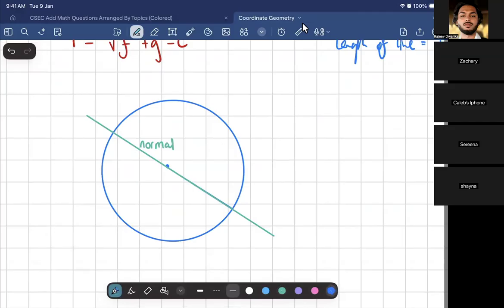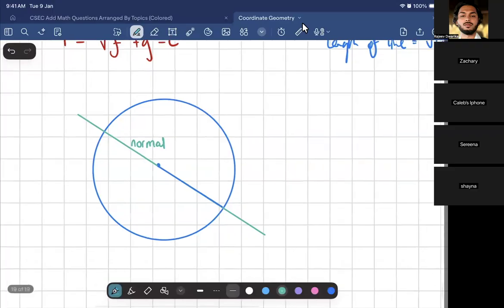The normal would have the same gradient as the what? Could somebody tell me? Exactly, the radius. Perfect, guys. Doesn't it lie on the radius itself? Yes, they're collinear. Both of them are lying on top of each other, right? So they're collinear. Cool. Happy to see that we understand that.